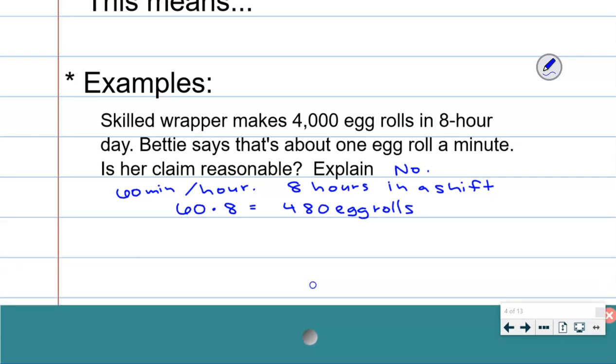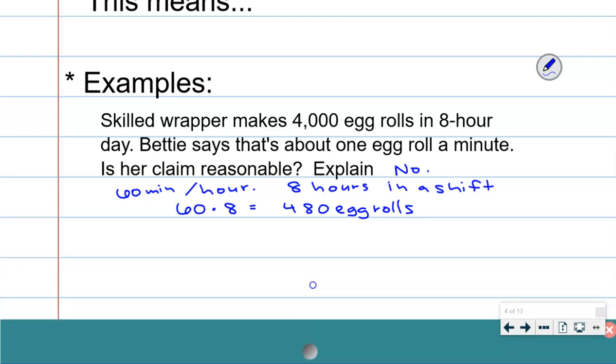Does anyone know how many egg rolls it really is in a minute? No. Let's do it that way. Because I think that can also be a really good way to argue this. First of all, we can just prove that she's wrong, but let's create our own argument to prove that there's more than that, and I want us to look at it kind of backwards, where we have 4,000 egg rolls in a day, which is an 8-hour shift. So 4,000 egg rolls in 8 hours.